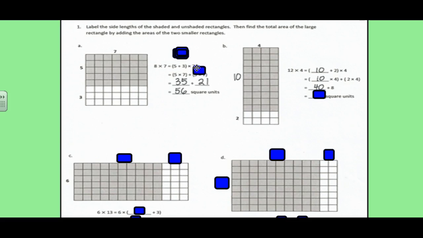So I know that 10 times 4 is 40. So this shaded rectangle had an area of 40, and this white rectangle had an area of 8. And when I add those two together, I get 48. So the area of this large rectangle is 48 square units.